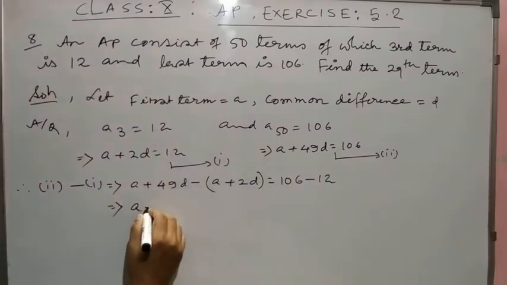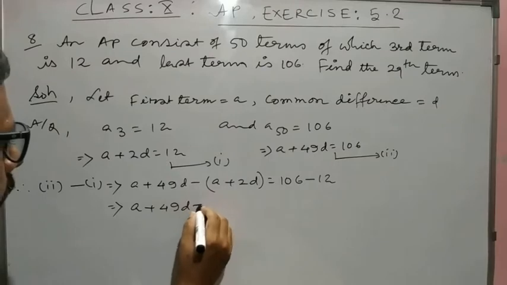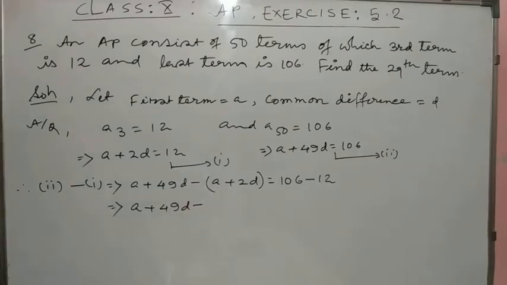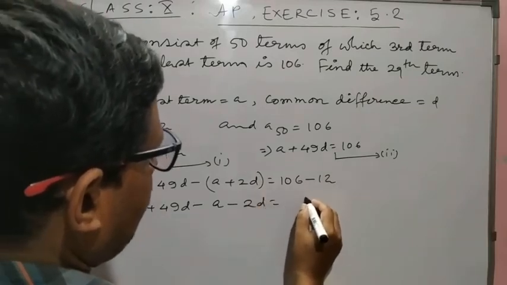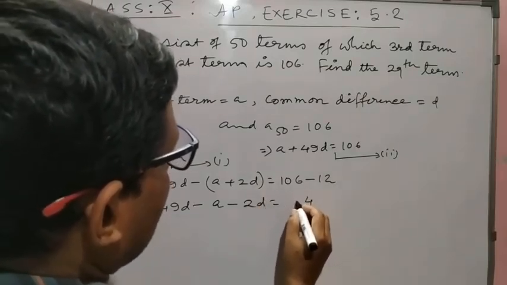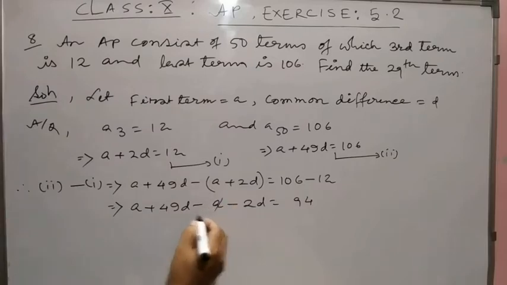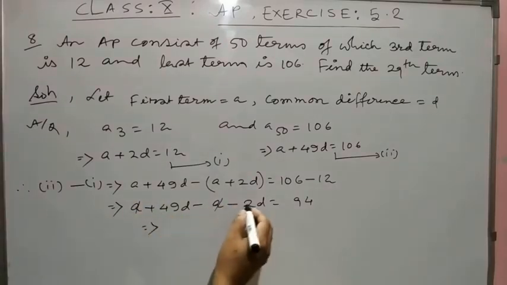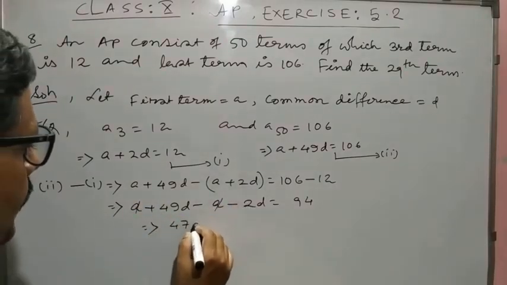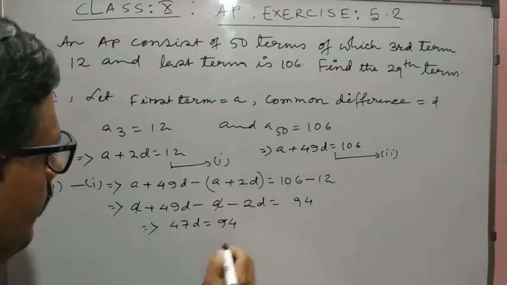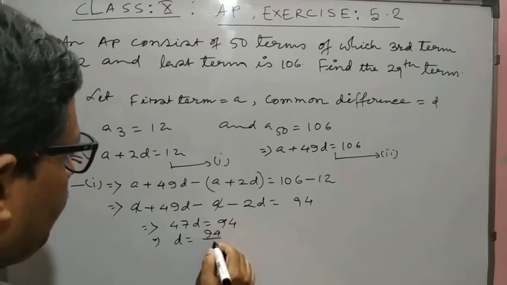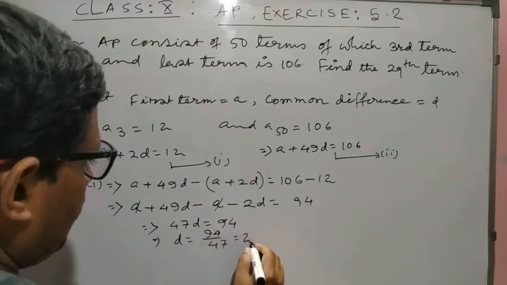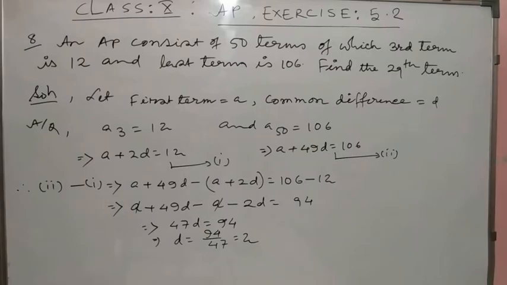So it will be A plus 49D minus A minus 2D equals 94. A cancels. What we get? 47D equals 94. This implies that D equals 94 by 47, which equals 2. Therefore D equals 2.